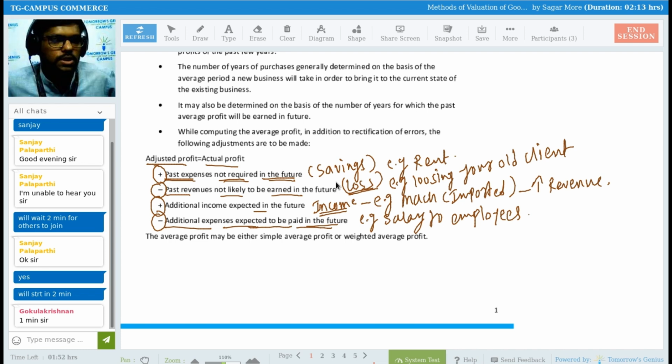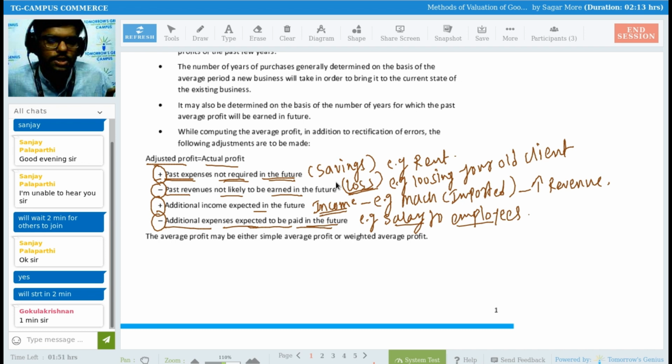Similarly, sir, we have to think about expenses. So expenses likely to be incurred in future, right? Which kind of expenses we have to subtract? So salary to employees. You are planning expansion of your business. You require 3 more workers, right? So that is expenses in future, that we have to subtract. And expenses that get saved, that we have to add.